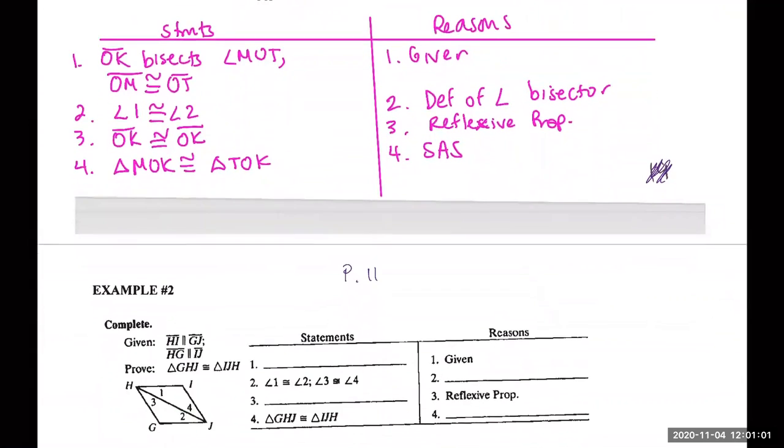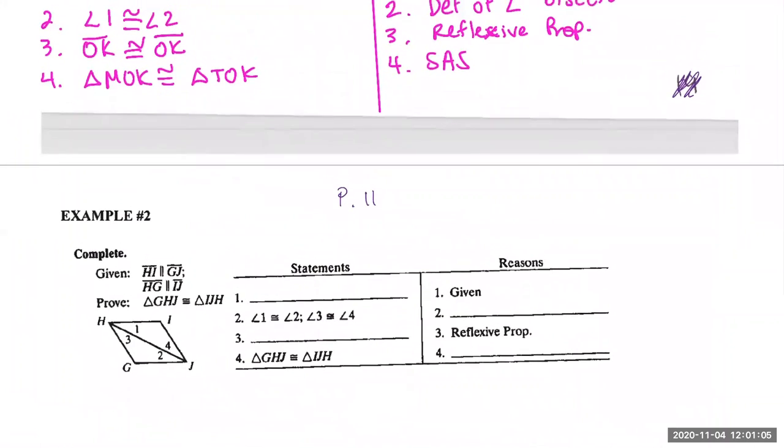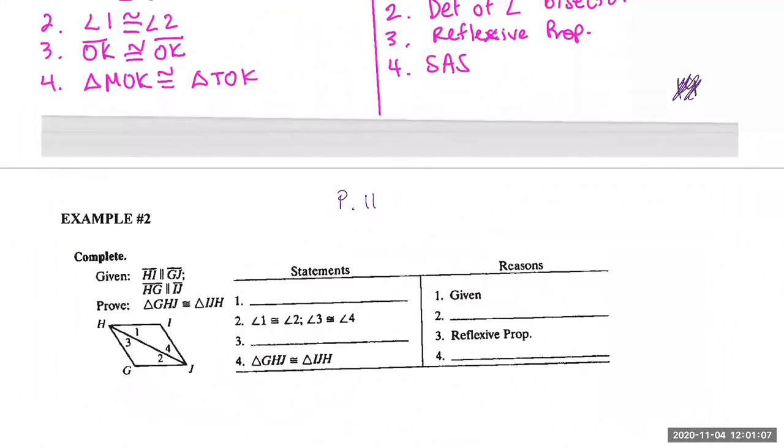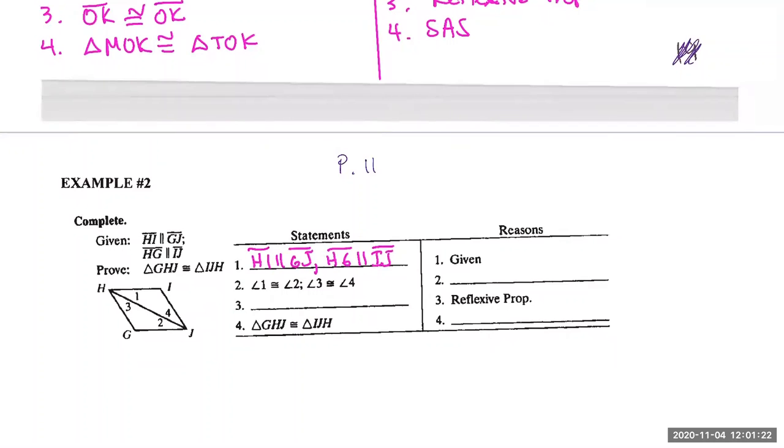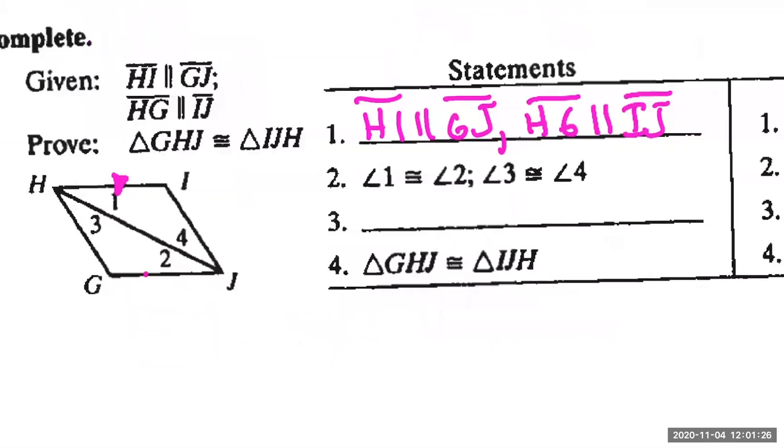All right, so let's do one more. On this one, page 11, go ahead and find page 11. We're going to mark off and write out what's given to us. So we're given HI is parallel to GJ, and also HG is parallel to IJ. Remember the way we marked off congruence was these little arrows here, and then these arrows here.